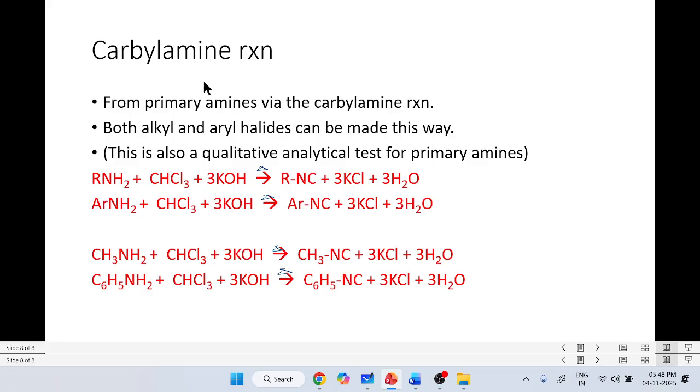And the famous reaction, the carbylamine reaction, can make isocyanides from the corresponding primary amine. This is also a qualitative analytical test for primary amines. You take a primary amine and heat it with chloroform and potassium hydroxide to get the corresponding carbylamine or isocyanide. Both aryl and alkyl isocyanides can be made this way.